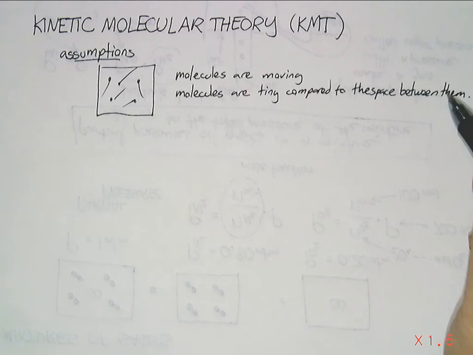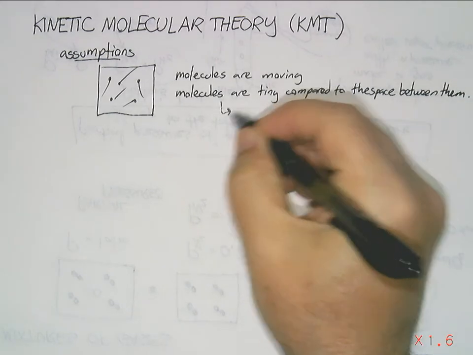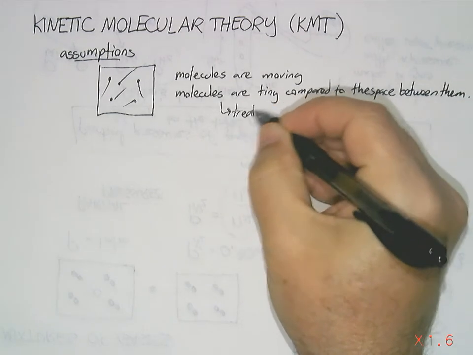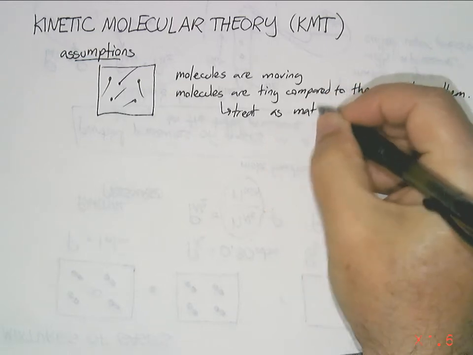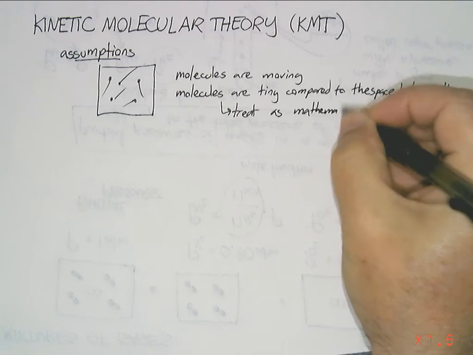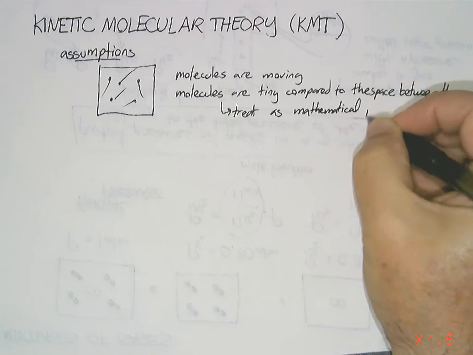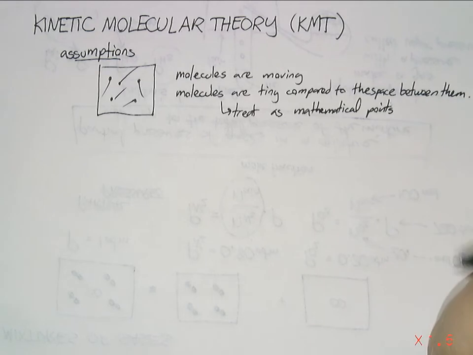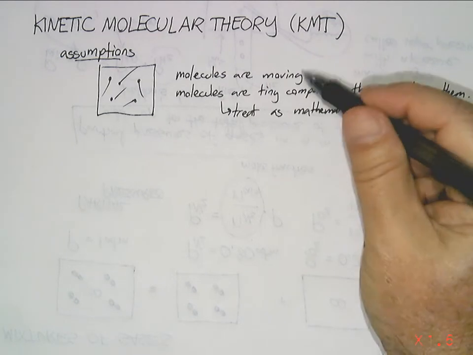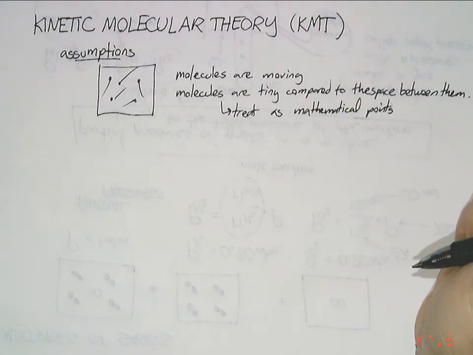So we can essentially treat molecules as mathematical points. They're just a point with no volume. And we can derive the gas laws from that assumption, and we get a very simple form for the gas law. That's where we get the PV equals nRT. It assumes these two things.